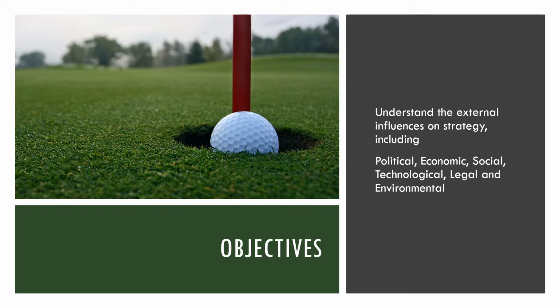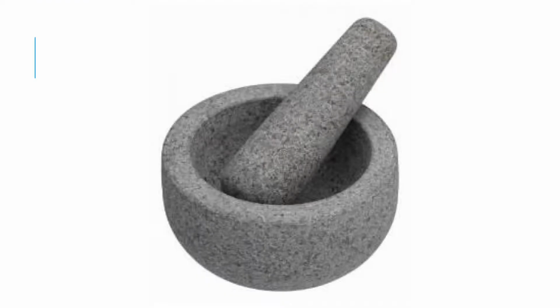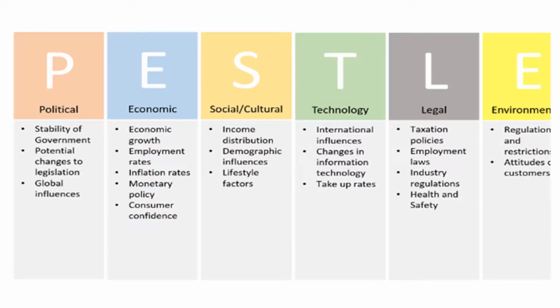So in this video we're going to look at some of the external influences on corporate strategy. So when we talk about Pestle, we're not talking about this, we're not talking about pestle and mortar. We're talking about the acronym that stands for political, economic, social, technological, legal and environmental, or sometimes ethical. And here we're looking at these different influences that happen from outside the business, so external influences, and how they can affect the strategy that a business is adopting.